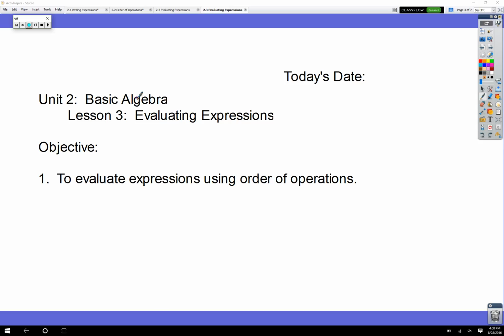Today's lesson is lesson 3, evaluating expressions, and our objective is to evaluate expressions using order of operations. So when we have an expression, say we have the sum of the product of 2 and x and 5. So we have the product of 2 and x, and we're finding its sum along with 5. Okay, x stands for some number, and we don't know what that is.